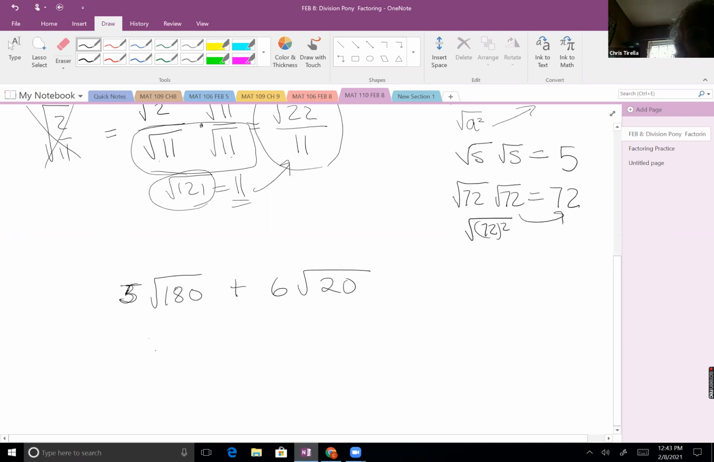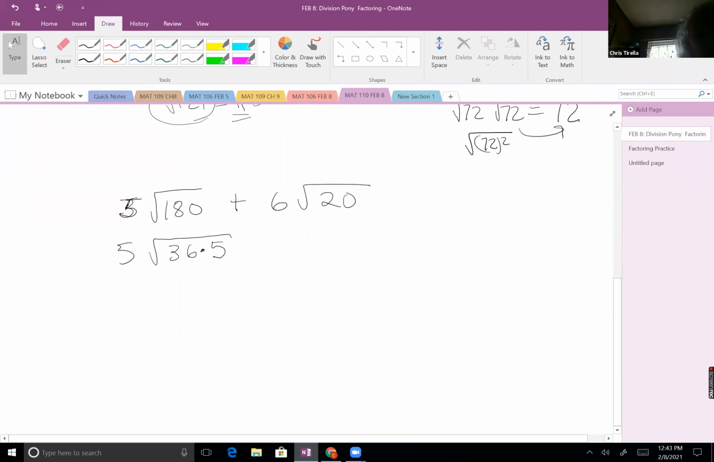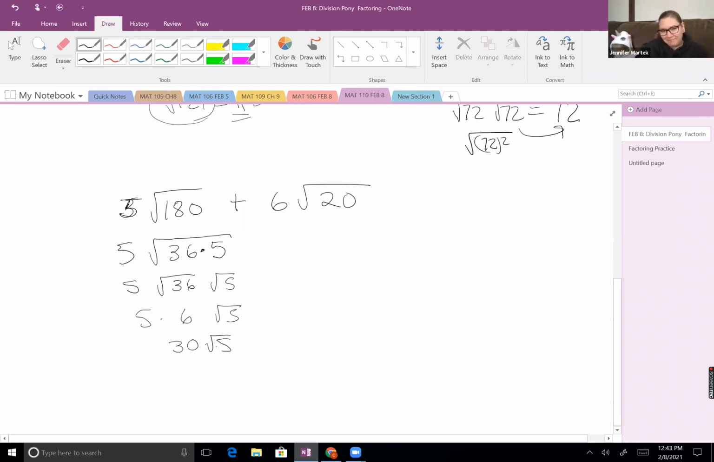If I look at 180, it's divisible by 10, but 18 isn't a perfect square. It's divisible by 5, and I get 36. 36 is a perfect square, so I'm going to simplify that. That gives me 5 times the square root of 36 times the square root of 5, so that's 5 times 6 times the square root of 5, or 30 square roots of 5. With me so far? Where did you get the 5 from?